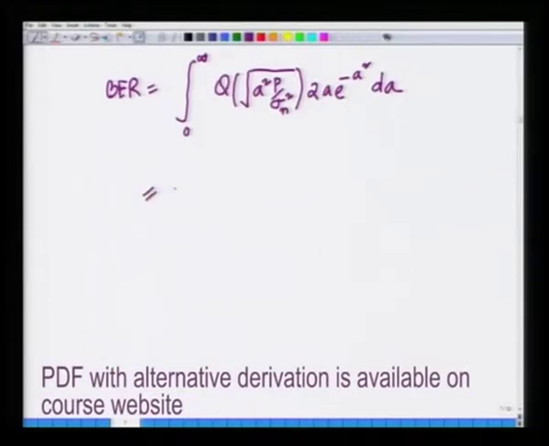So, this now becomes two integrals, one integral for the averaging over the A, the other integral for the CDF of the Q function, because the Q function as a function of A is given as an integral. Let me denote this P over sigma n square by the constant mu. This is a constant, P over sigma n square. So, let me denote this by mu.